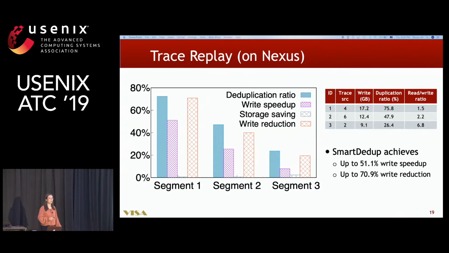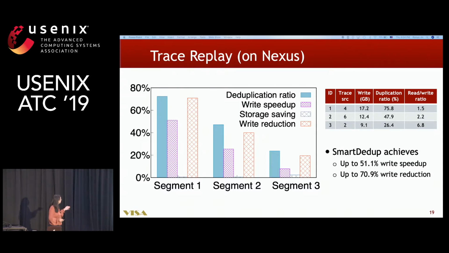Besides the FIO experiment, we also used real-world workloads to understand how SmartDedup works. We replay segments of traces on Nexus using EXT4. This table shows the trace segments information. This graph shows SmartDedup's performance compared to EXT4.